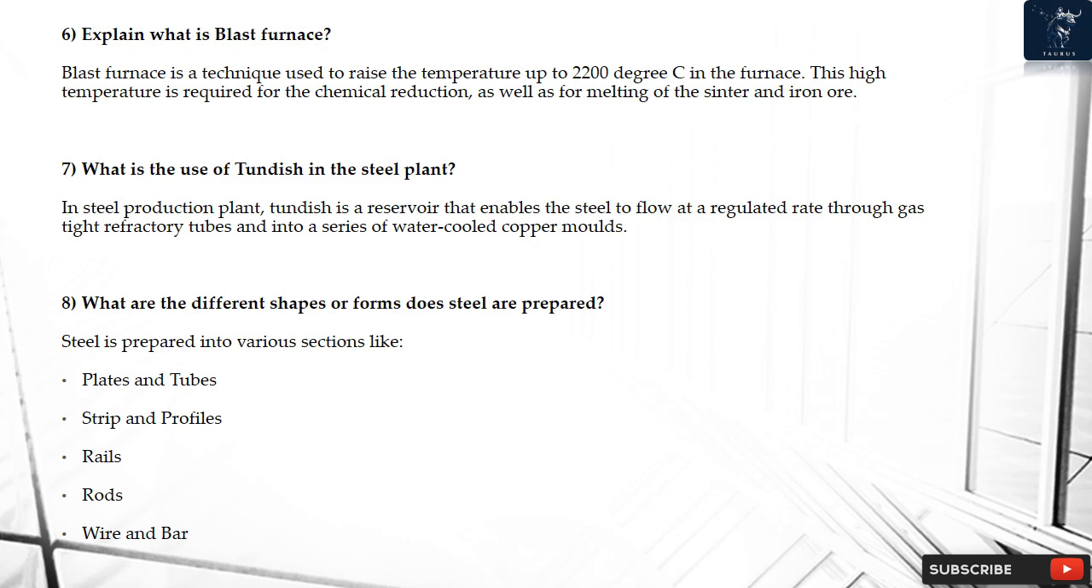7. What is the use of a tundish in the steel plant? In a steel production plant, a tundish is a reservoir that enables the steel to flow at a regulated rate through gas-tight refractory tubes and into a series of water-cooled copper molds.